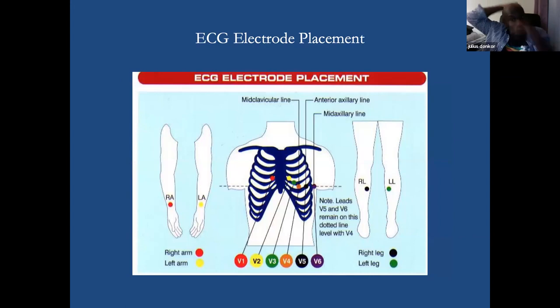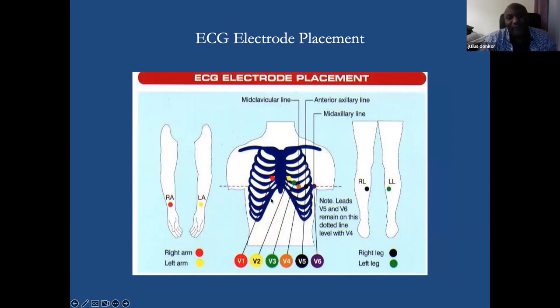So your 12 lead ECG. AJ brought up that we should really look at how the ECG placements are with your 12 lead ECGs. The center bit here is your chest leads, just to recap on what we said last week. This consists of six electrodes.